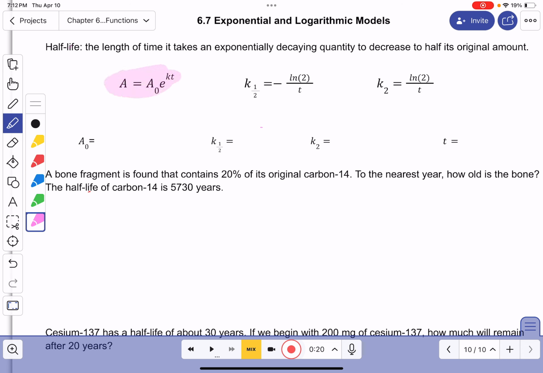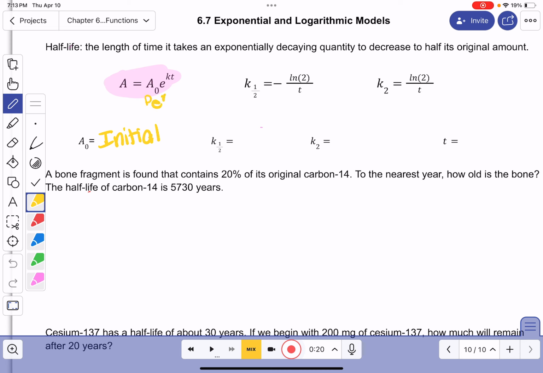This equation is how we use half-lives and double-lives and multiplications. So the A is the amount that we're talking about. A sub 0 is our initial amount, right? Notice this looks kind of like the PERT equation we did with the continuous. Same idea. That's our initial. That's what we started with. E is the same E we've been talking about. And then K is your rate, like the rate it's increasing or decreasing.